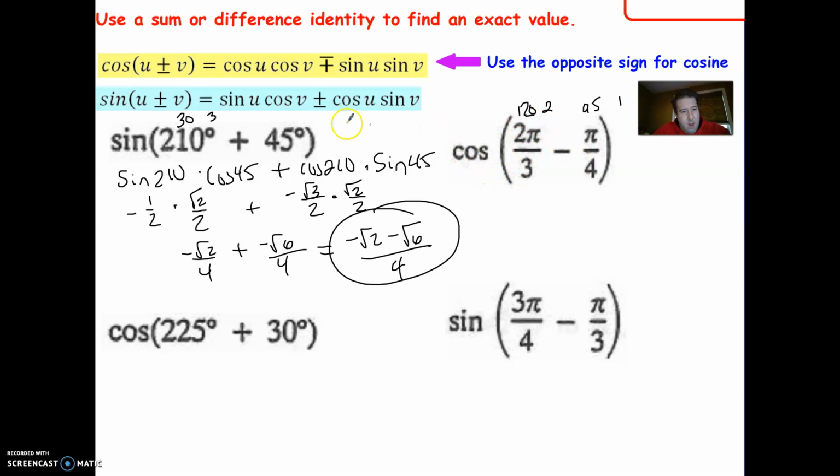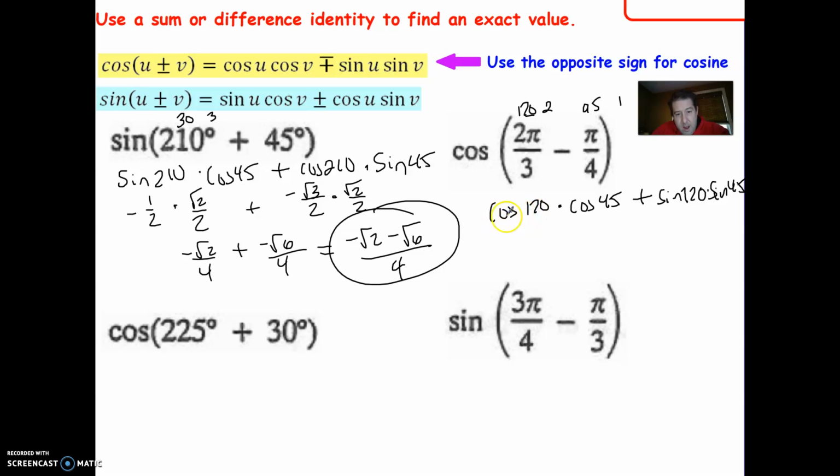So cosine of u minus v. I'm going to use the yellow one now. So that's cosine of the u, which is the 120. Cosine of 120 times cosine of 45. And now keep in mind that cosine's always the opposite, so this minus becomes a plus. And then sine of u times sine of v. Sine of 120 times sine of 45.